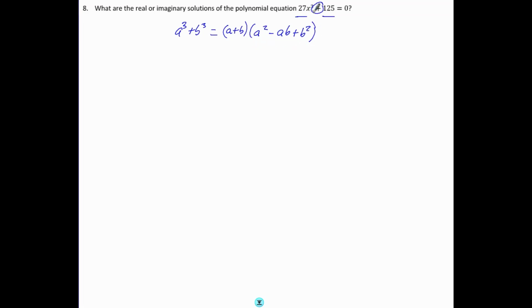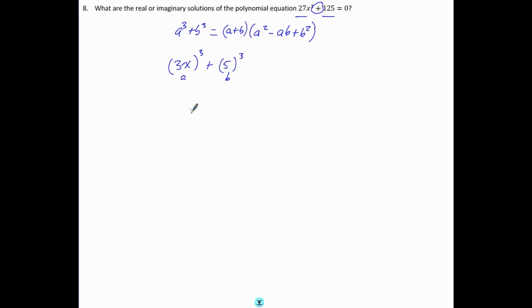Well, these aren't cubes unless you write them as cubes. So 27, that's going to be 3 cubed, and it's 3x cubed. If you want to, you could write this out 3x times 3x times 3x, and notice that it comes out to be 27x cubed. And 125 is going to be plus 5 cubed. All right, so those are going to be my a and b values that I'm going to have up here. So that's a and that's b.